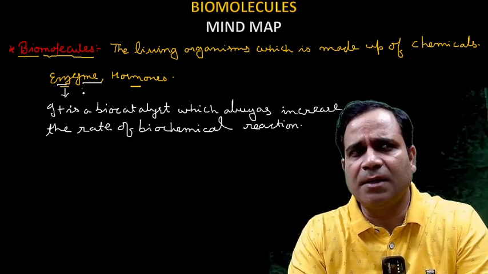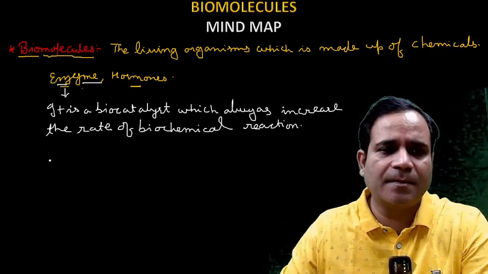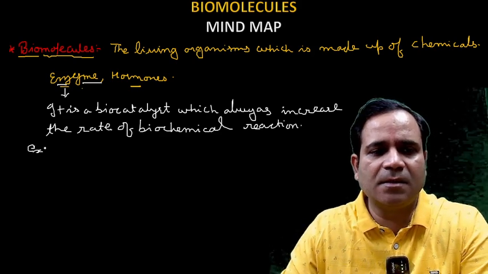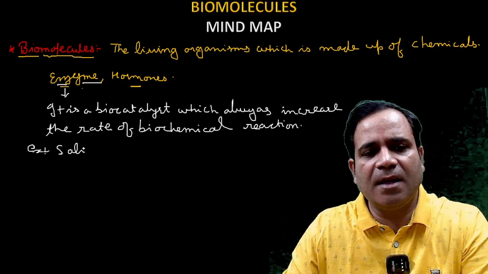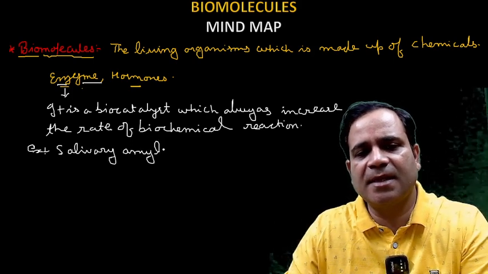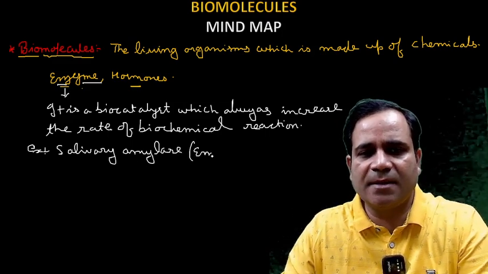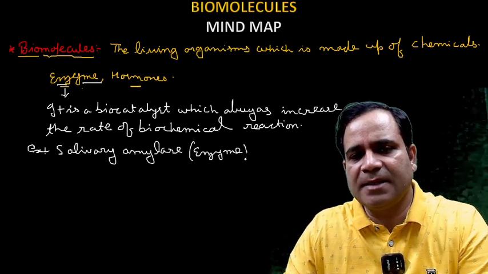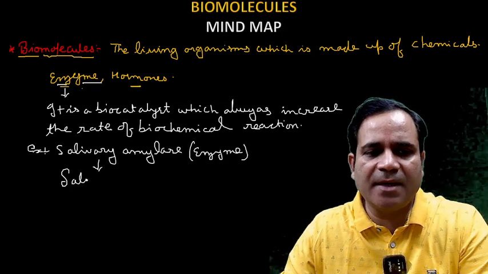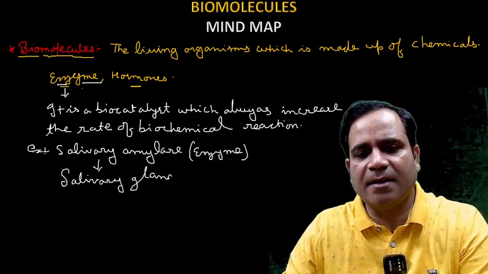Just take an example: salivary amylase. Here the example is salivary amylase, my dear. So salivary amylase is what? An enzyme, my dear. And this enzyme is secreted from where? This enzyme is secreted from the salivary gland. Salivary gland, my dear. Getting my point or not?